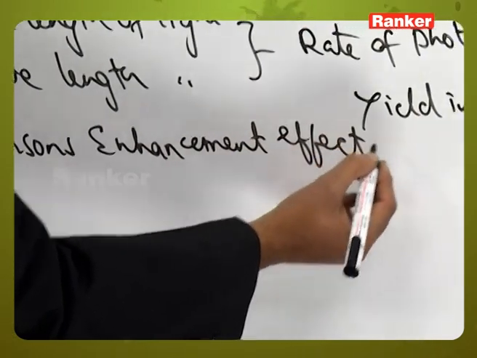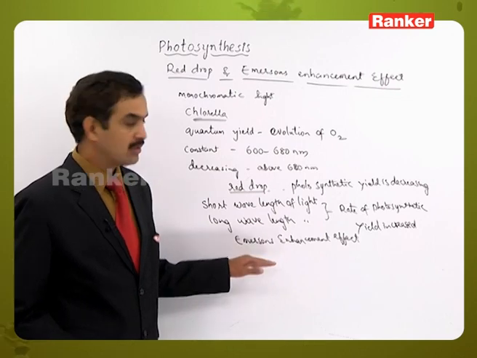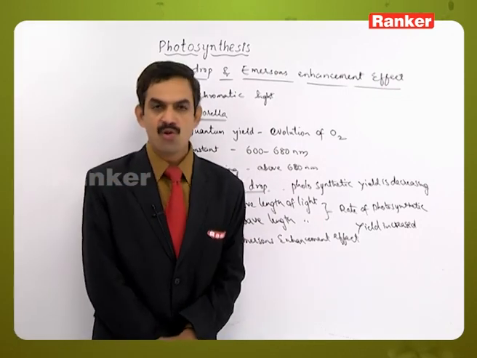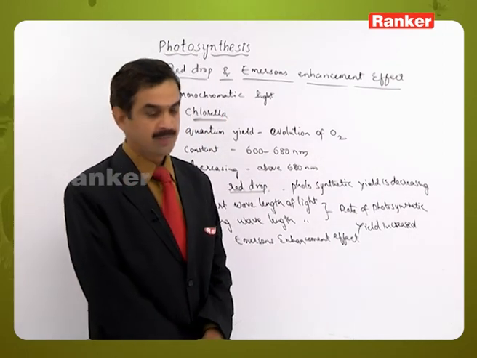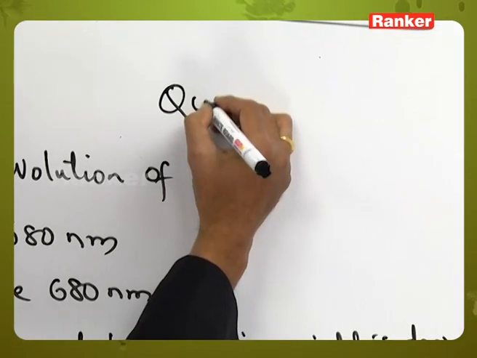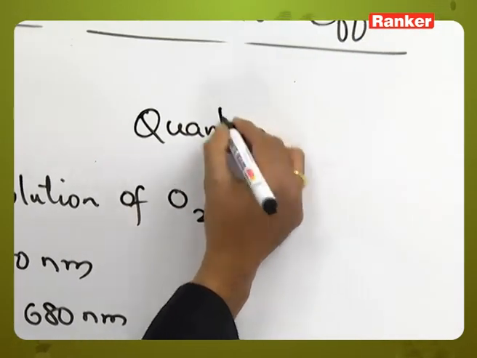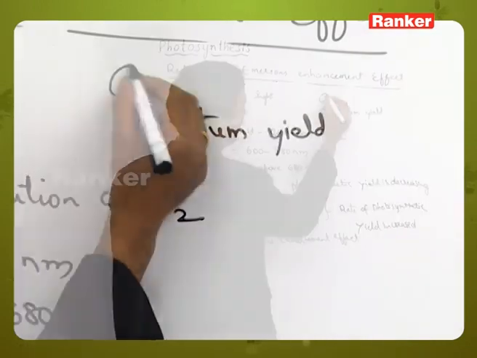So in this process, where the two photosystems were operated, this is how the presence of two photosystems was discovered by Emerson. And here there are two concepts to be noted. Those are called quantum yield and the other one is quantum requirement.